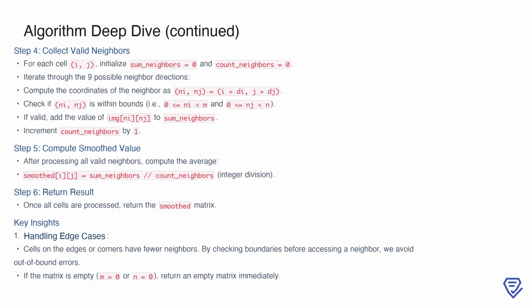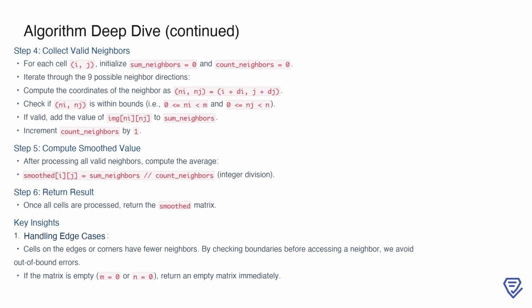Using the list of neighbor directions, we calculate the coordinates of each potential neighbor by applying the direction offsets to the current cell's coordinates. Before accessing a neighbor, we check if its coordinates are within the valid bounds of the matrix. If a neighbor is valid, we add its value to sum_neighbors and increment count_neighbors.